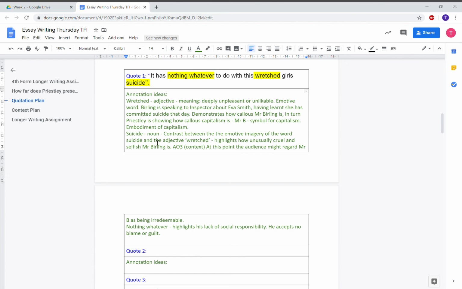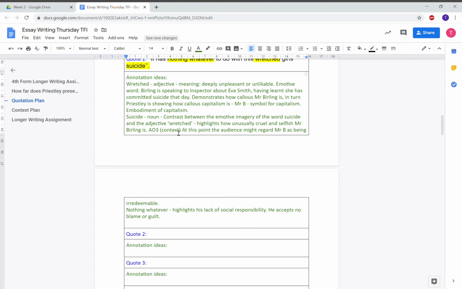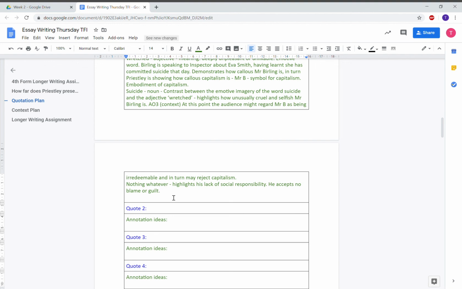Then we have the word suicide, which is a noun. There's a contrast between the emotive imagery of the word suicide and the adjective wretched. It highlights how unusually cruel and selfish Mr. Birling is. A contextual point would be that at this point the audience might regard Mr. B as being irredeemable, and in turn may reject capitalism. Also, when he says nothing whatever to do with it, it highlights his lack of social responsibility. He accepts no blame or guilt.